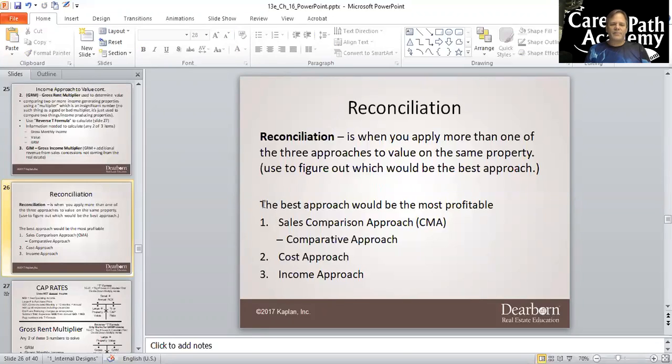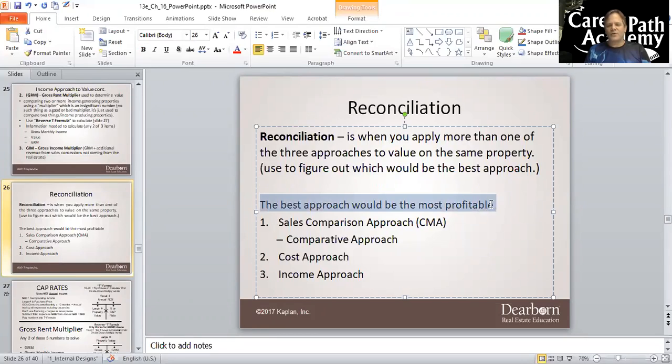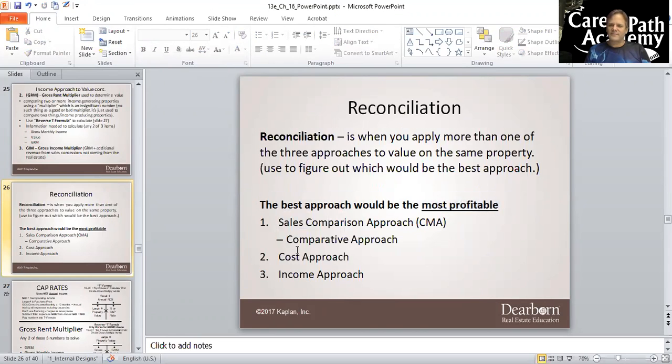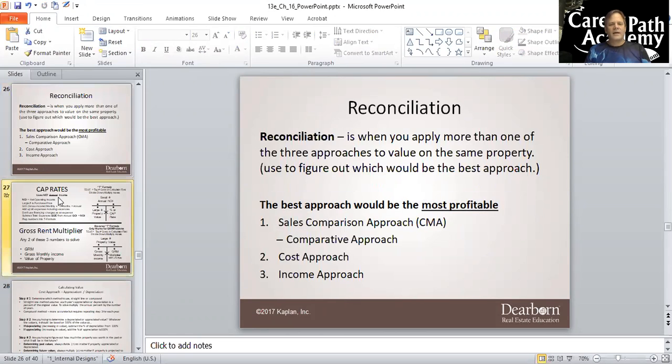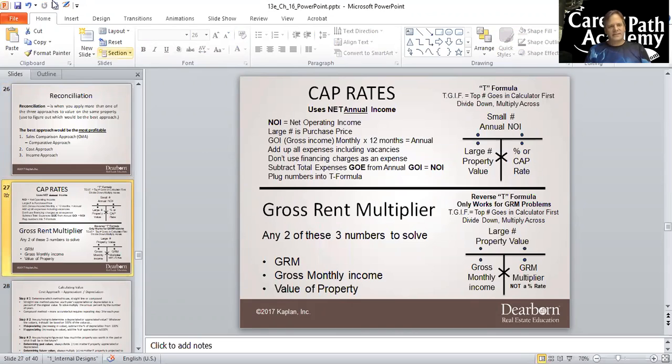Now, which would be the best approach? Well, the one, of course, that's the most profitable. Silly. It would be the most profitable approach, right? Come on, where's your head at? You know that. Now, cap rates.